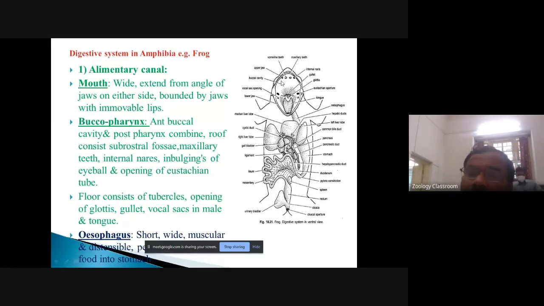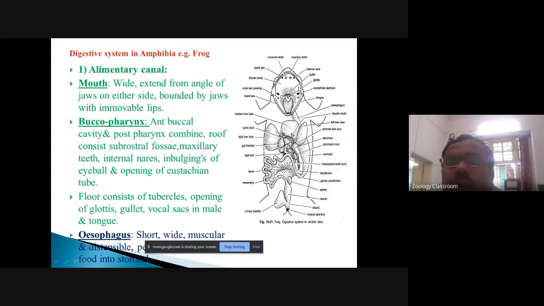Here, then, on the roof of the buccopharyngeal cavity, this upper jaw shows a rounded swollen portion. It is known as the inbulgings of the eyeball. When the eyes are closed, then the bulgings are observed on the roof. So these bulgings are called the inbulgings of the eyeball.